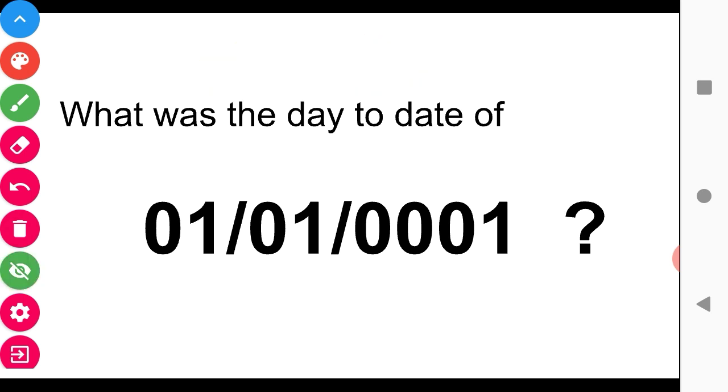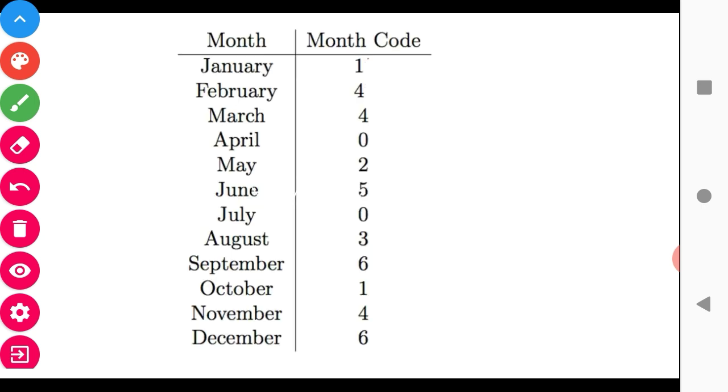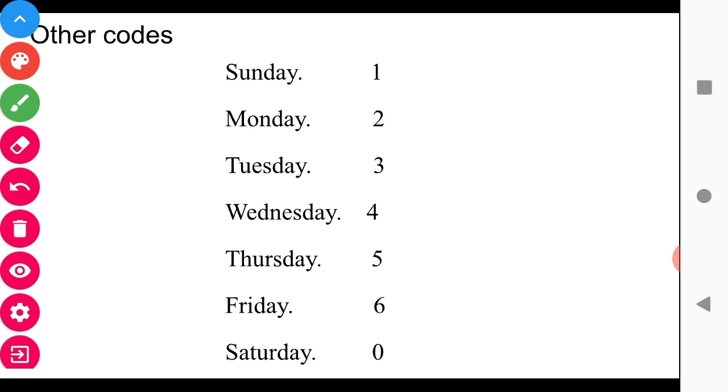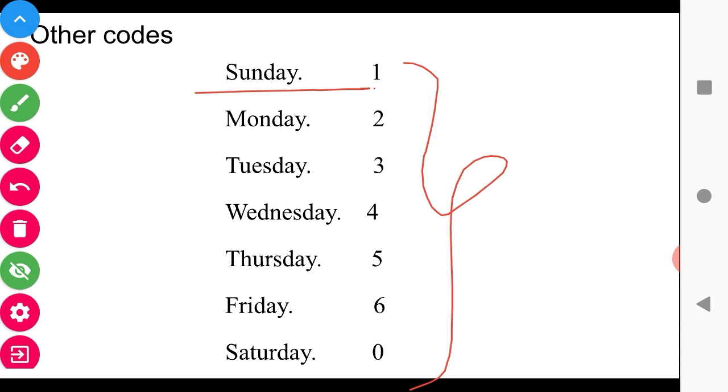These things I will explain in another video: how we are getting these month codes, and what the answer is for this date. And also we have the doubt of why we have to follow these day codes, why we are fixed to them. Why for one we place Sunday, why for two Monday, for three Tuesday. Why do we follow these day codes? I will also explain this in another video.